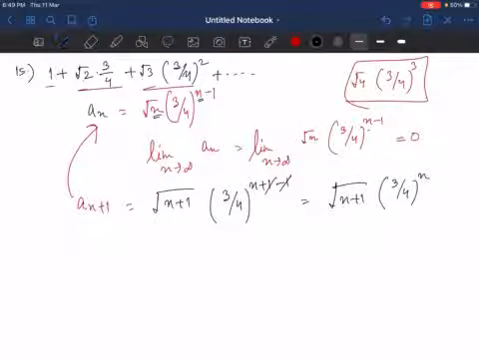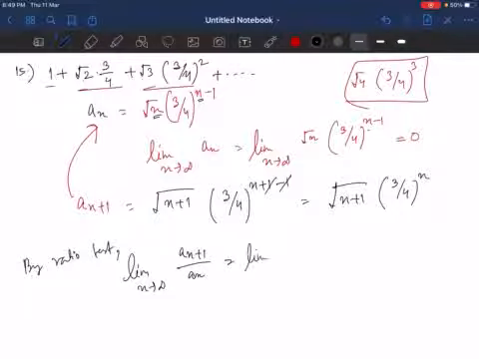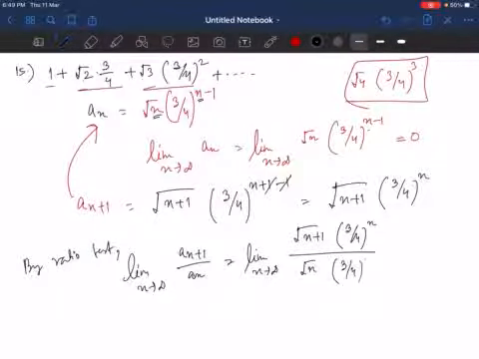Then what I will do is by the ratio test. So by the ratio test, what did you get? Limit n tends to infinity, an plus 1 divided by an, is equal to limit n tends to infinity of root over n plus 1, 3/4 to the power n, divided by root over n, 3/4 to the power n minus 1. This is what we have.